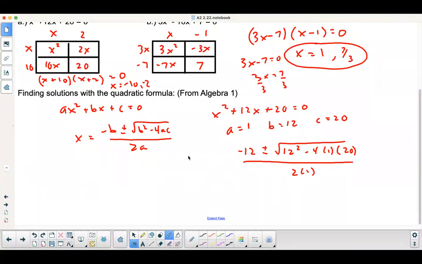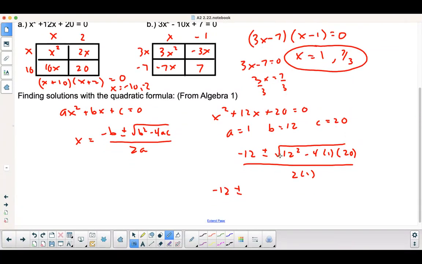And then I'm just going to do my math. I should get the same numbers. I should get negative 10 and negative 2. So I get negative 12 plus or minus, let's see what that would be, 144 minus 80, I think. Hang on a second. So I get 64, okay.